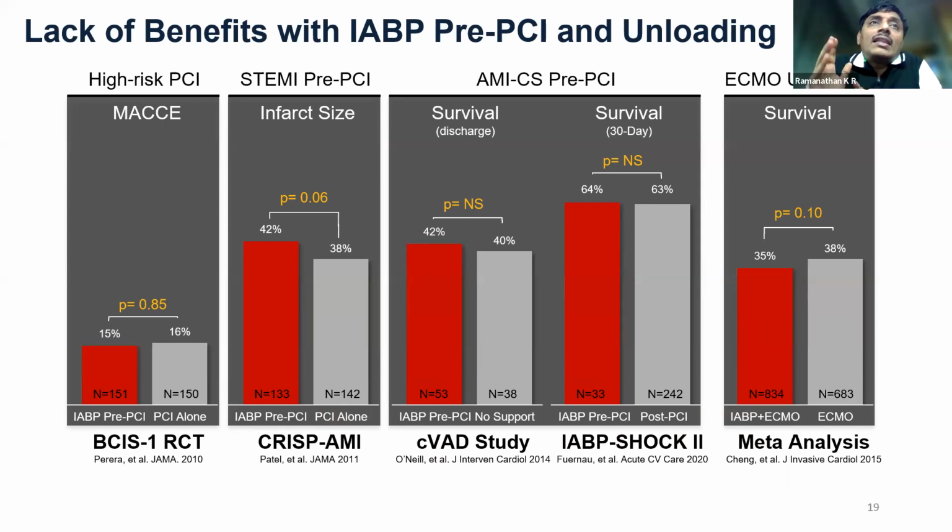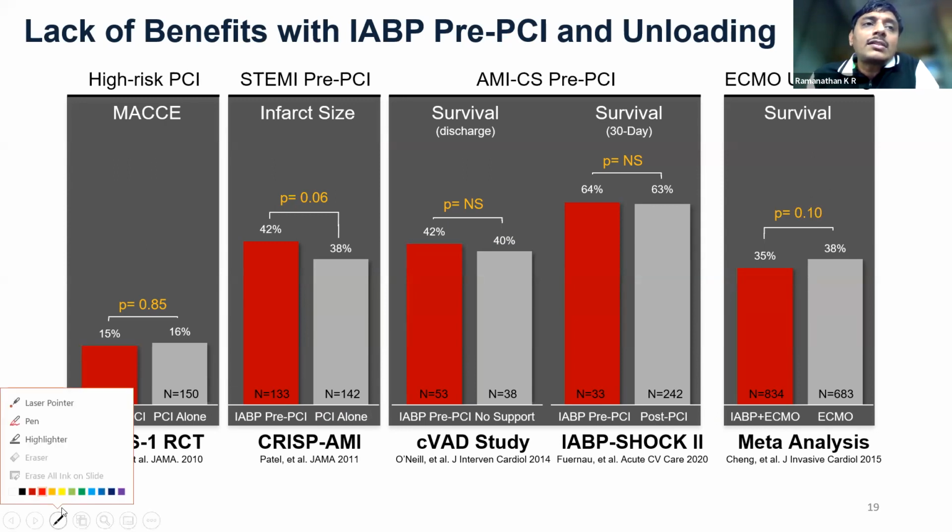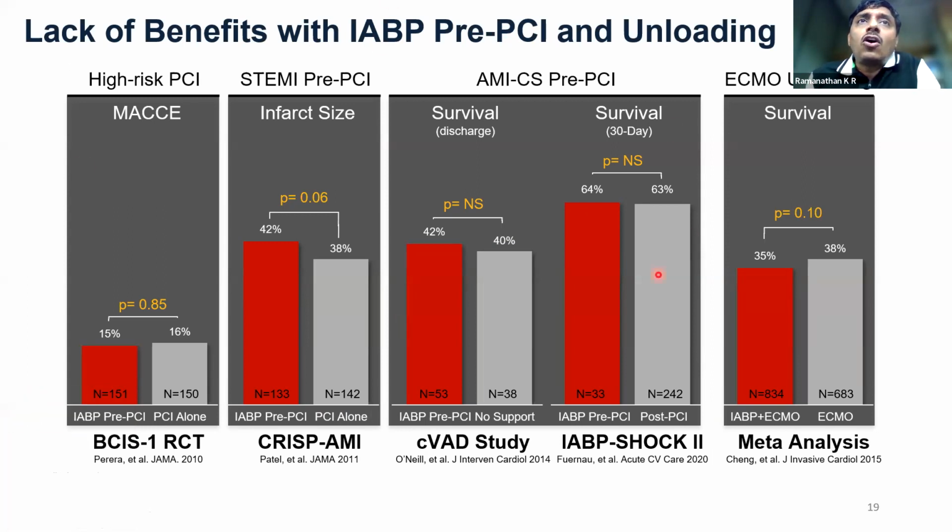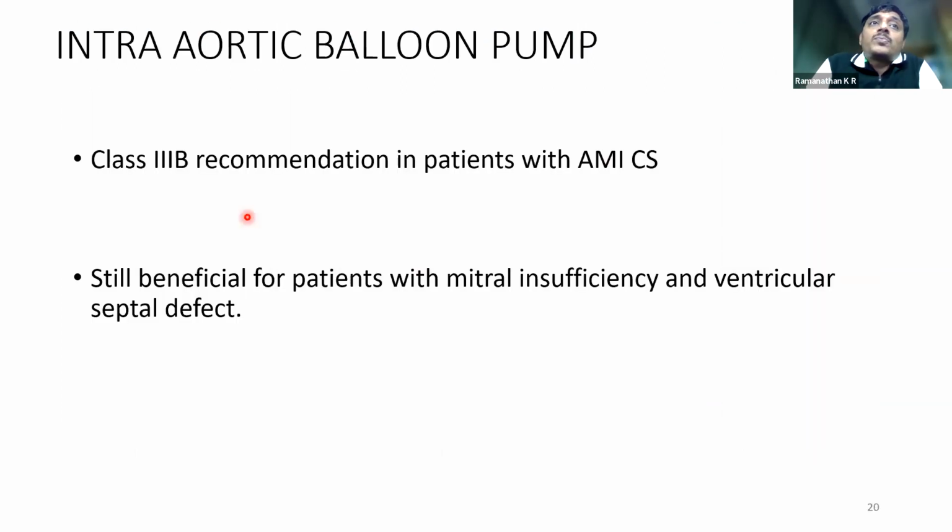Clearly, as I said earlier, there are a lot of studies that have shown lack of benefits with IABP, whether it's high-risk PCI, STEMI, AMI-CS, or even in the context of ECMO unloading, where the results are slightly different as compared to the rest of the cohort. We'll not talk about this, but at least evidence points otherwise, even though it still remains the most commonly used temporary cardiac support device in a patient with cardiogenic shock refractory to inotropes.